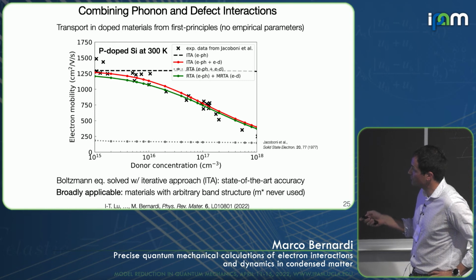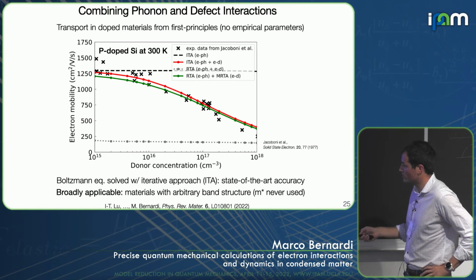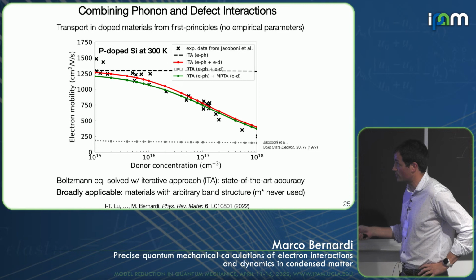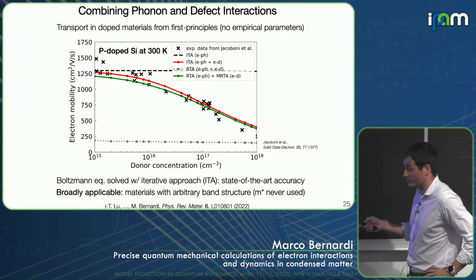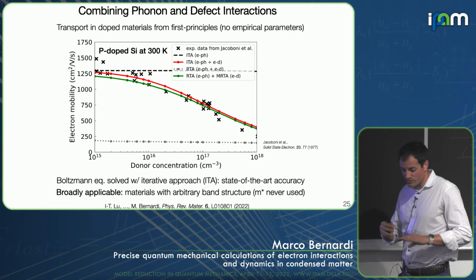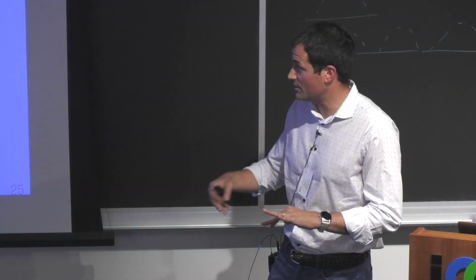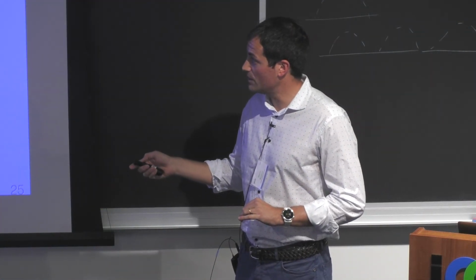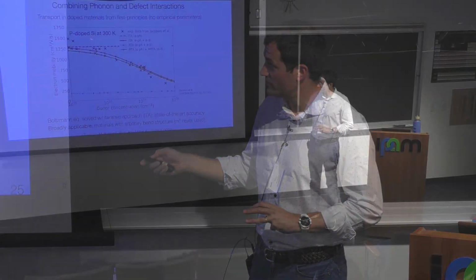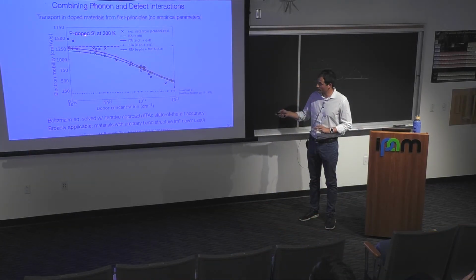And so with this method, now in the Boltzmann equation, we can include the scattering from both the phonons and the defects. That allows you to do two things. One is to compute transport from low to high temperatures. And then the other one in doped systems, this is silicon doped with phosphorus at room temperature. With this theory, we can also accurately predict the mobility as a function of doping concentration.